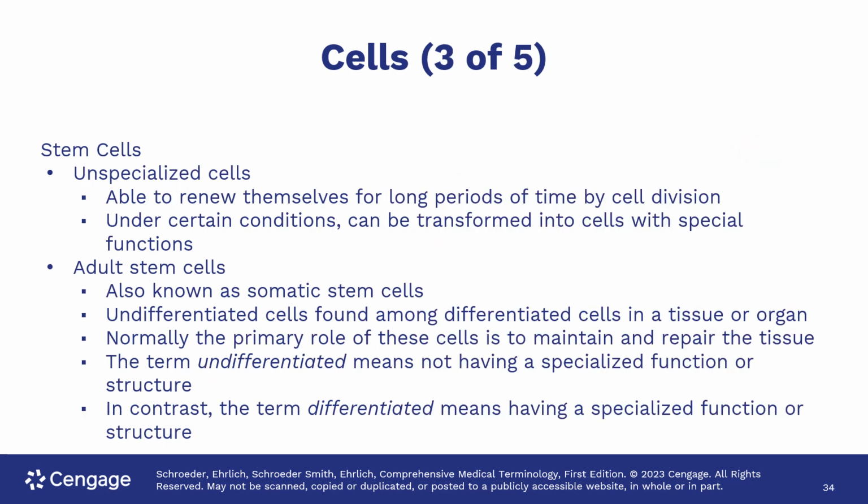A type of cell is a stem cell. These guys can renew themselves and, given the right environment, can become a cell with a specialized function. Adult stem cells are also called somatic cells. These are undifferentiated cells that have no special function, and specialized cells that have a special function. They can be found together.